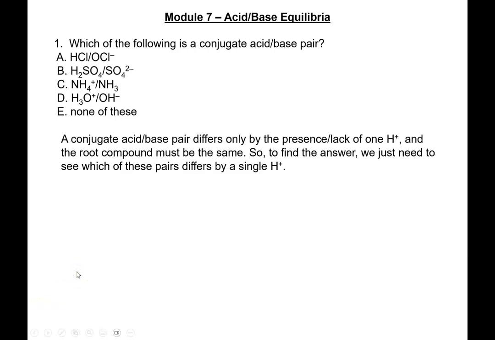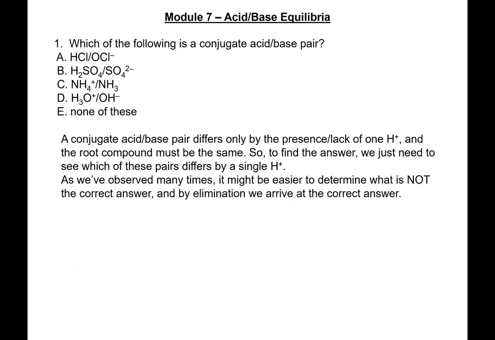So number 1, which of the following is a conjugate acid-base pair? A conjugate acid-base pair differs just really by the presence or the lack of one hydrogen, and the root compound has to be the same. So to find our answer, we just need to see which one of these differs by the presence of a single hydrogen atom. Okay, and as we've seen many times throughout chemistry, sometimes if you don't know what the answer is, you know what the answer is not. So that's a valid approach for finding the solution here. So let's take a look and see what we have.